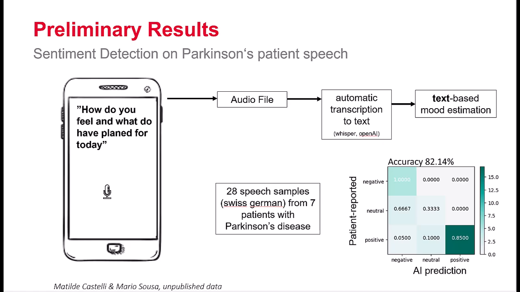And you see on this axis here the AI prediction, and you see this is the region where you want to be. So you see 85% of when patient reported positive were recognized as positive, and 100% of all negatives were also rated as negative. The algorithm currently still has some challenges in the neutral in order to distinguish the two.